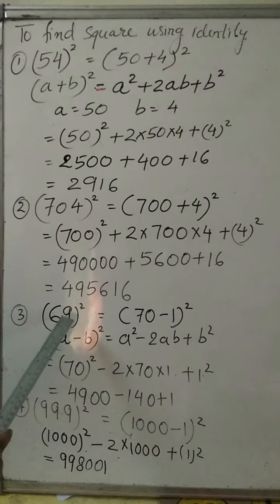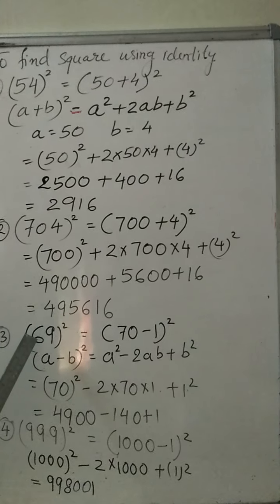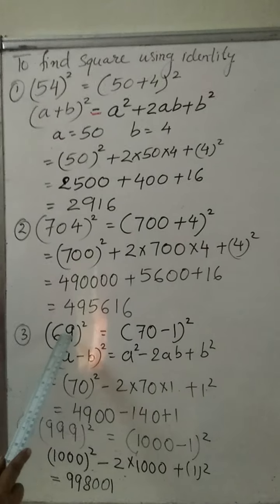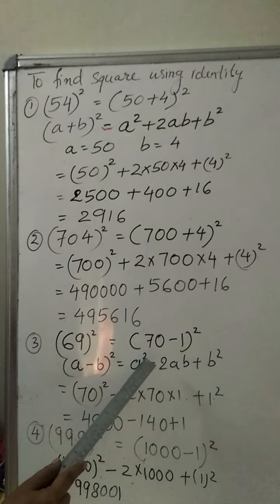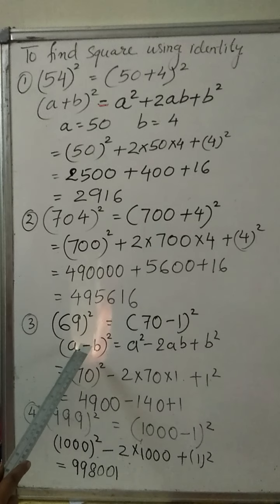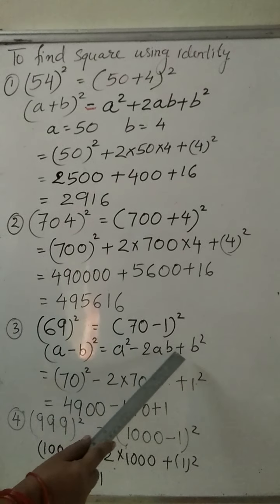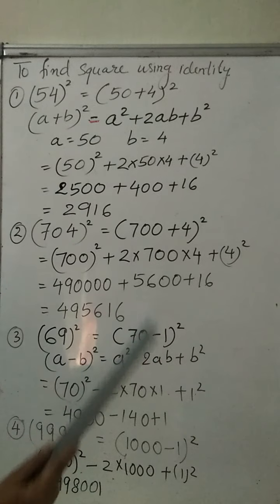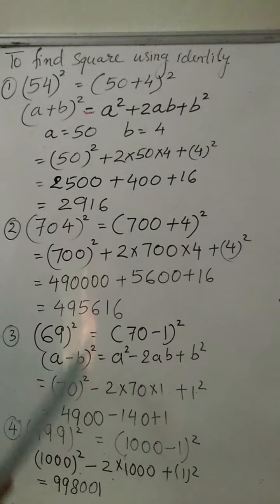Now another way also we can find this. Suppose 69. The square of 69 you have to find, and 69 in an easy way can be expressed as 70 minus 1. So we have expressed 69 as 70 minus 1 whole square. Now here the identity will change because here it is a minus sign. So the identity that we will be using is (a minus b) whole square equals a square minus 2ab plus b square. Similarly, take the value of a as 70 and b as 1, insert all the values here and get the square of 69.